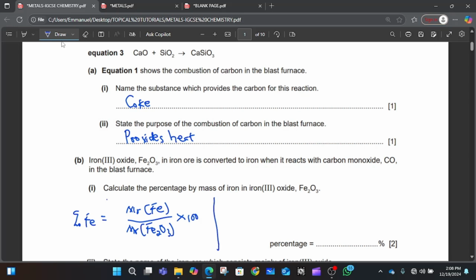Now the atomic mass of iron from the periodic table is 56, and there are 2 iron atoms in this compound. So that is going to be 2 times 56 divided by the molar mass of this compound. There are 2 atoms of iron in this compound, so 2 times 56 plus the atomic mass of oxygen, which is 16. So that's 16 times 3, all times 100. If you do this, you get 70% of iron in iron 3 oxide.